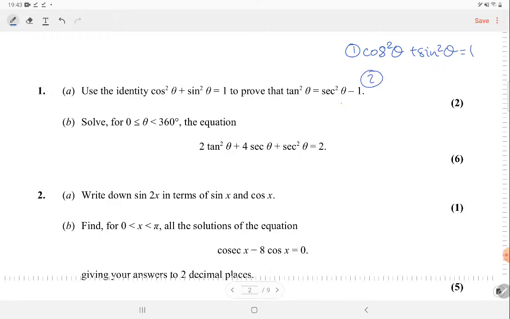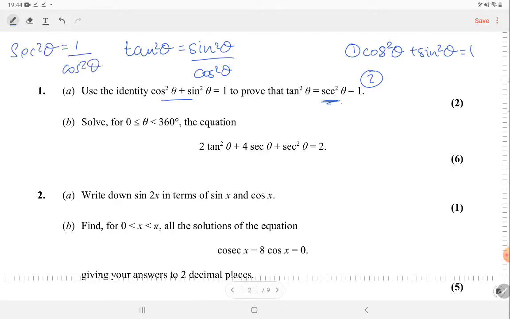So remember, when you get something like this, they already want you to use this to get to that. You already know that tan squared theta in maths is another way of saying sine squared theta divided by cos squared theta. And for example, sec squared theta is another way of saying 1 over cos squared theta.